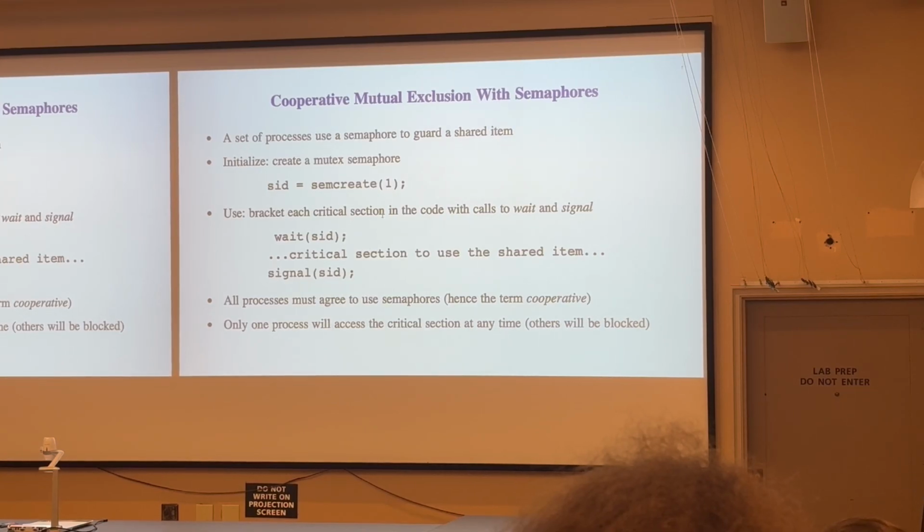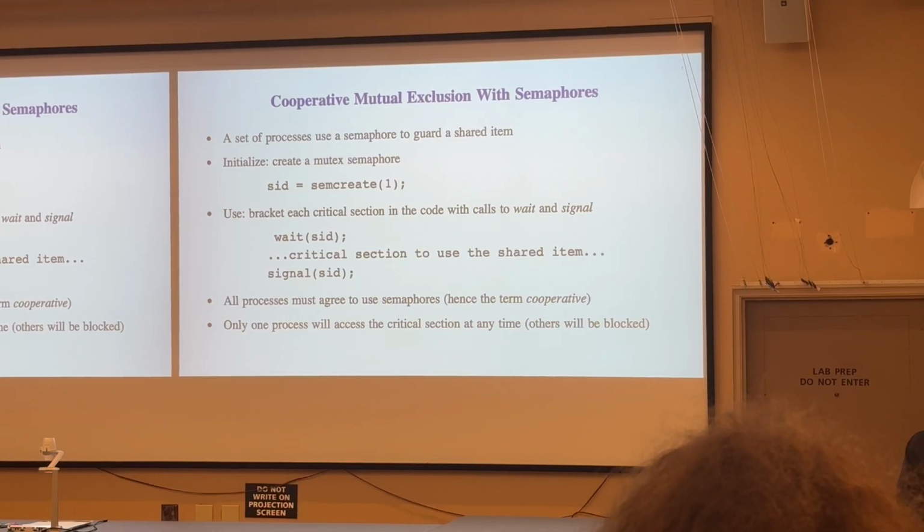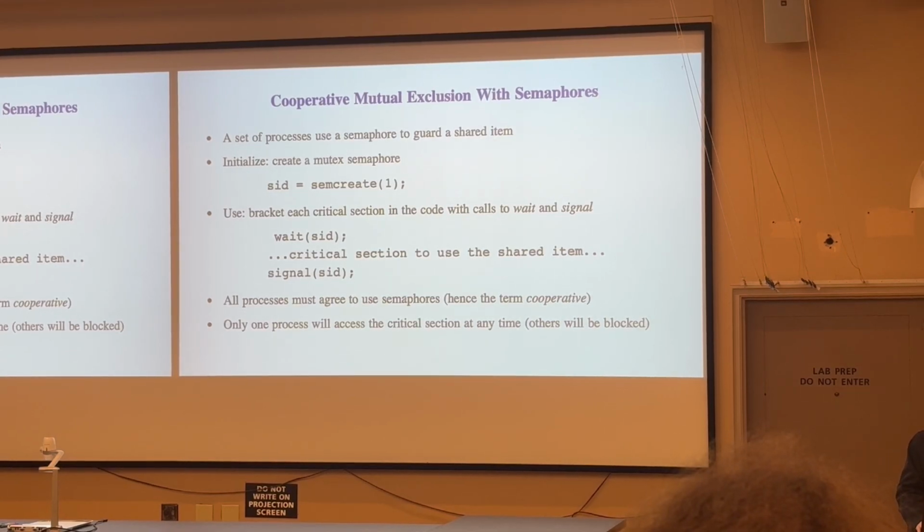This is the simplest example of using a semaphore for mutual exclusion. You initialize the semaphore with value 1, and you use wait semaphore ID and signal semaphore ID to protect the critical region. But all the processes that access this critical region have to agree to use semaphores. Otherwise, you cannot prevent another process that does not respect this critical region.